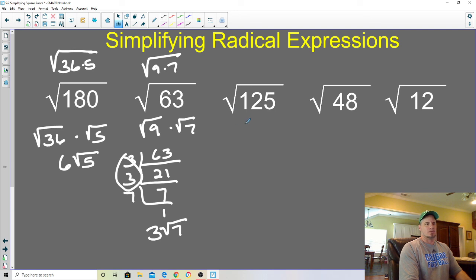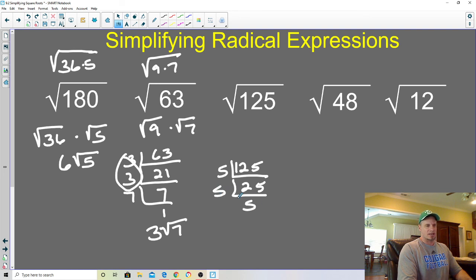Okay, here, 125, it's obvious what goes into that. We're going to do a little upside down division. Try to give myself a little room here. 5 goes into that, 25 times. I'm sorry, let's do 125. 5 goes into that 25 times. 5 goes into 25 5 times, and we just have a bunch of 5s.